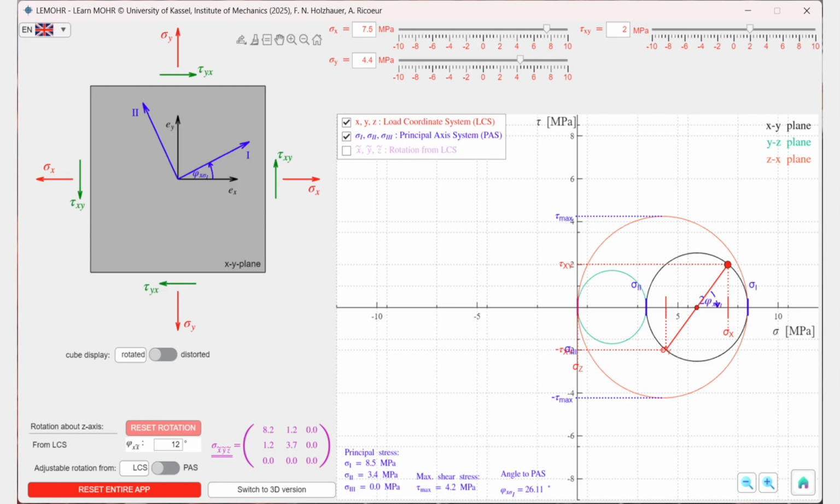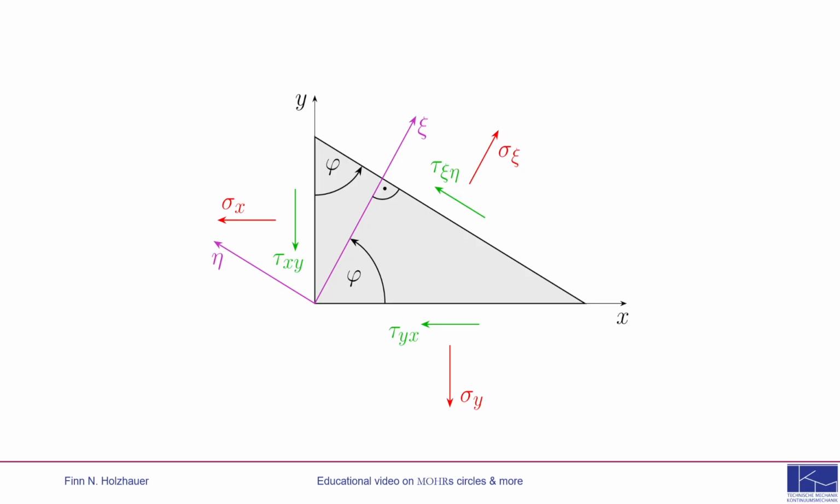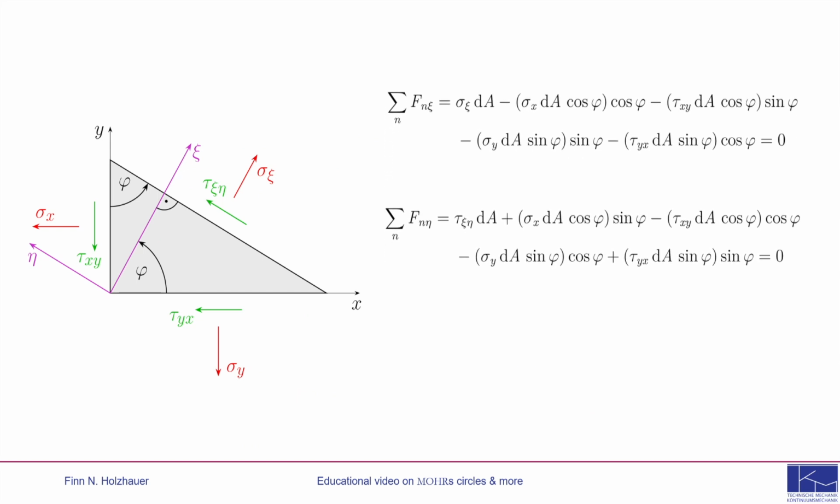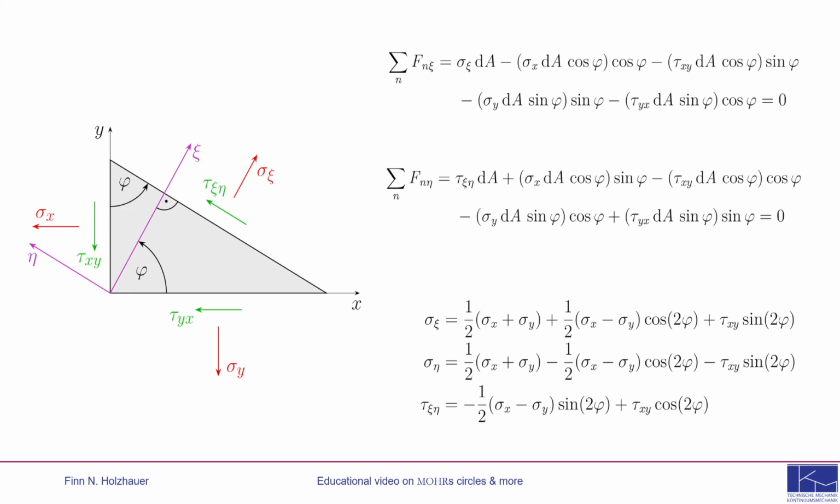To derive the transformation equations, the material point is first cut along a plane inclined by the angle phi. This introduces the xi-eta coordinate system and the corresponding normal and shear stresses. Then the force equilibrium is formulated in the xi and eta directions. From this, the transformation equations for an in-plane rotation can be derived.